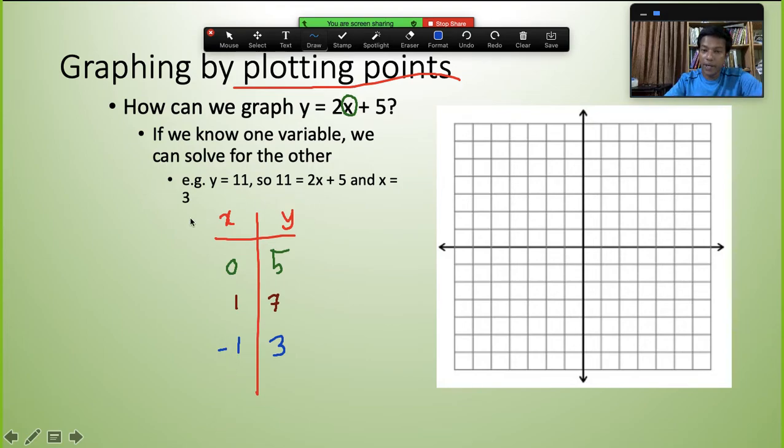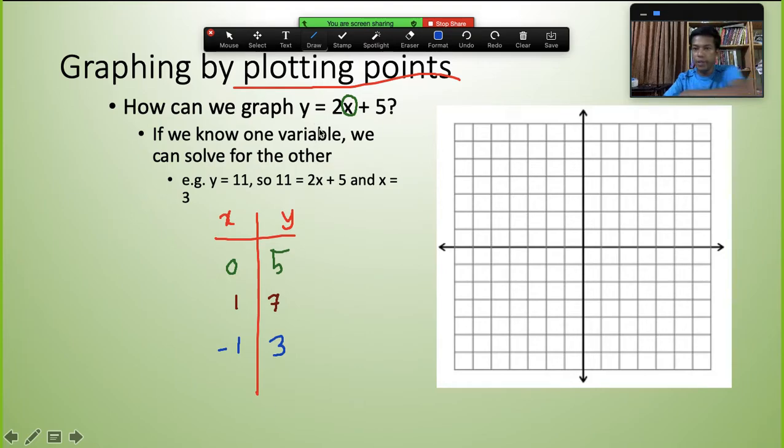But for a straight line, we need only 2 points, because if you have a point here and a point here, you can join them and you get the line. Right? We can join them, we can get the line. So only 2 points are enough, but we have taken 3 points here.